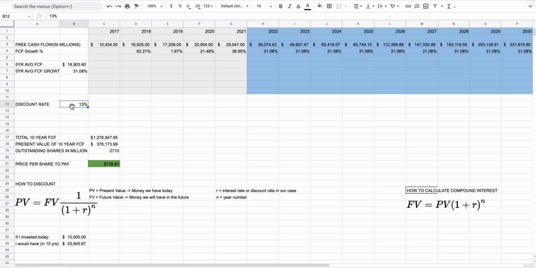So if we discount it at 13% over here, now the price that we are willing to pay per share is $138.8 today. And if we want to be making 20% a year on our money, then we are willing to pay $76 today. So we're much more conservative here.